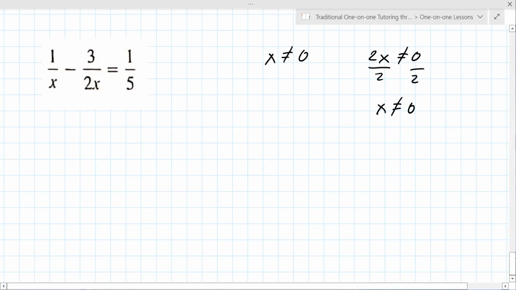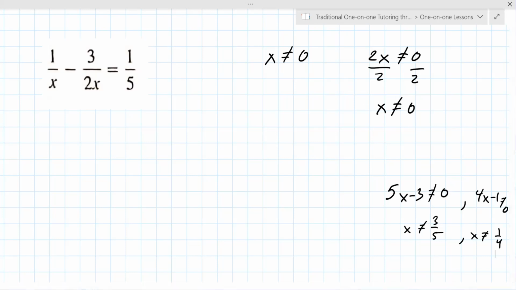Let me jump your attention to 12. It says 5x minus 3. You would set that not equal to 0, and then 4x minus 1 not equal to 0. And you would get different values. You would get 3/5 and 1/4. So they're not always the same, like that just happens to be the case in these first few. Okay, so that's the excluded value. X cannot be 0.